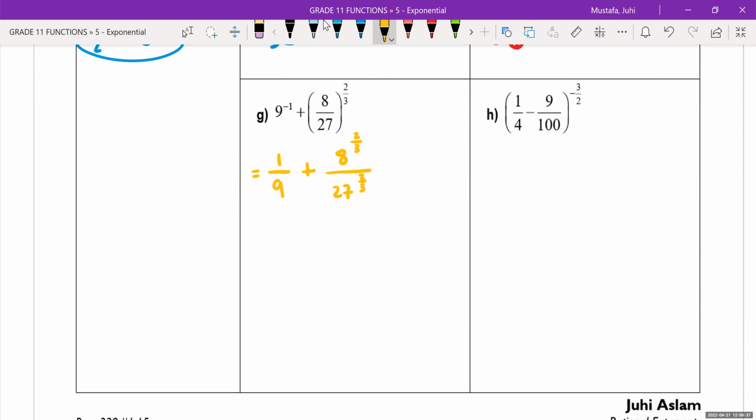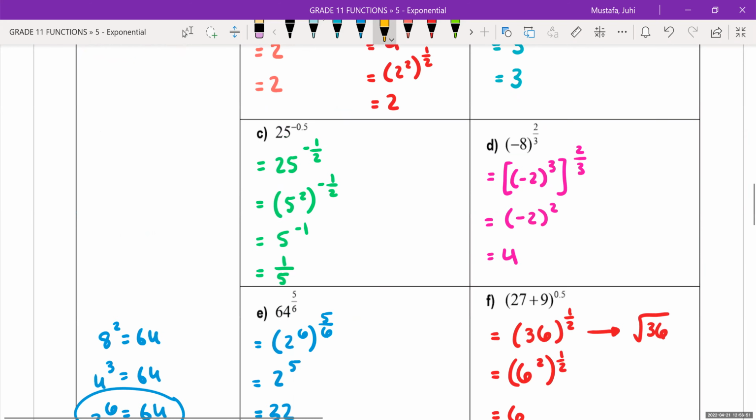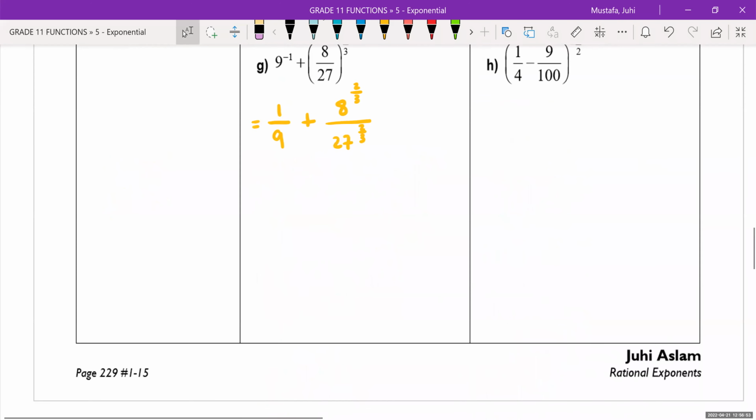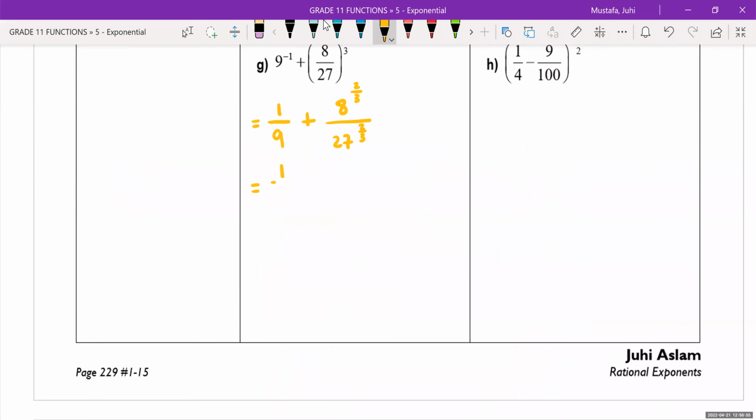Okay, now you're kind of treating the numerator and denominator as 2 individual questions. You're going to replace the 8 with a power. What power would that be? 2 to the power of 3. And you'd replace the 27 with a power, and that would be 3 to the power of 3. We've actually done both of those numbers for question B and D. So what's that going to look like? It's going to be 1 over 9 plus, this will be 2 to the power of 3, all to the power of 2 over 3. And this would be 3 to the power of 3, all to the power of 2 over 3.